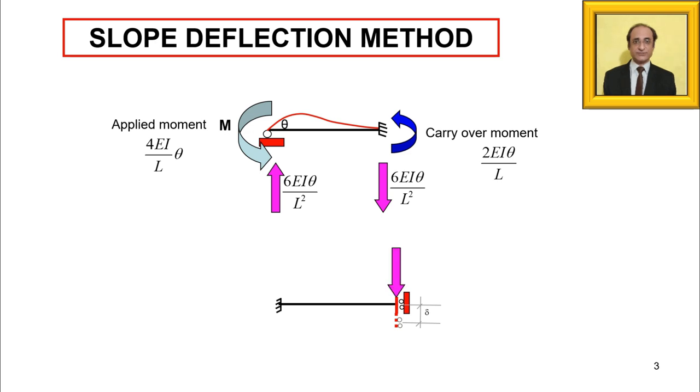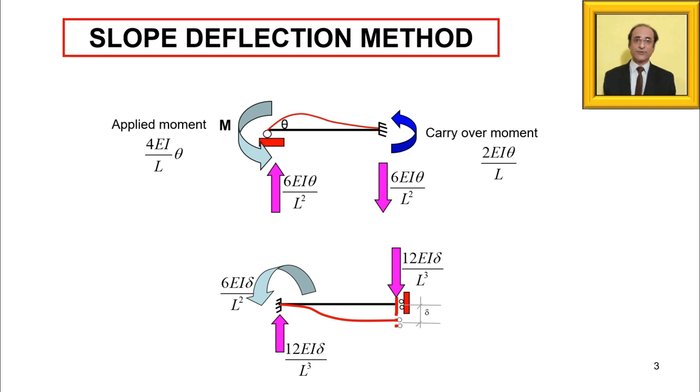The other system is a cantilever beam under guided roller support undergoing a displacement delta. For this, the required force shall be 12EI delta/L³, and then the other reaction and the moments can be calculated. You are very much familiar with these two basic slope deflection equations.